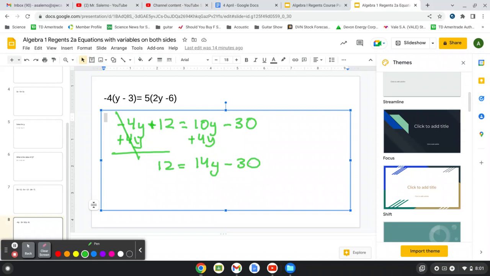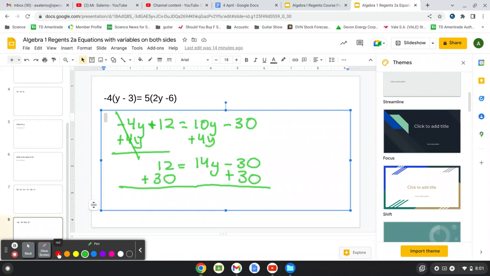So what do you think I have to do next? Why do you think I shouldn't minus the 12? Because if I minus the 12, then I'll get a 0. No, we don't want to do that. So I'm going to add the 30, doing the opposite operation. Whatever you do to one side, you do to the other side.